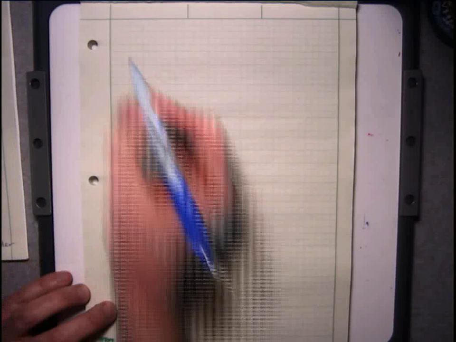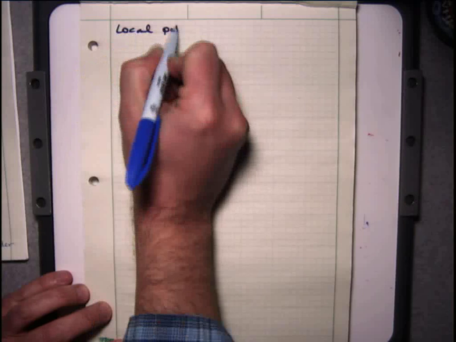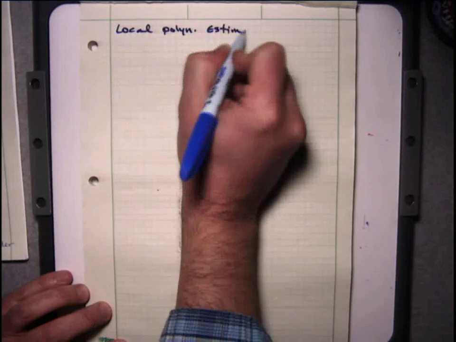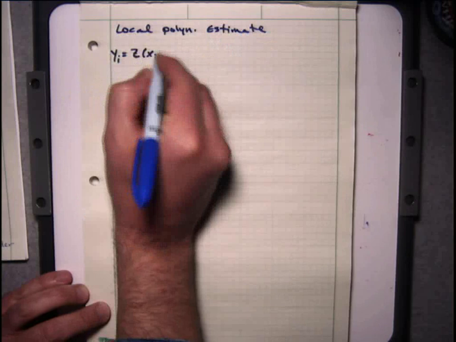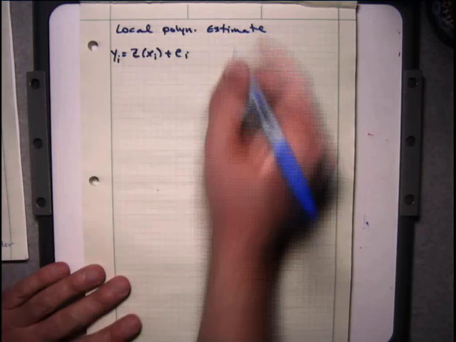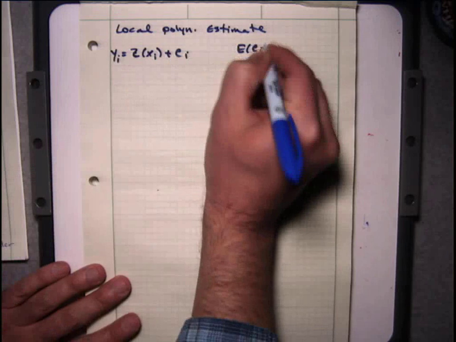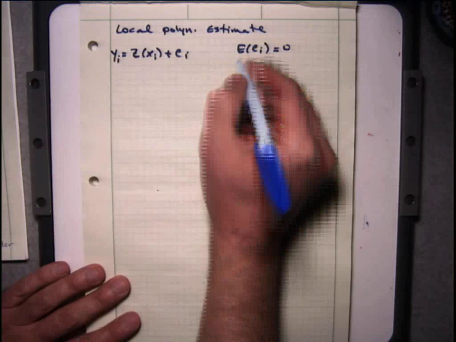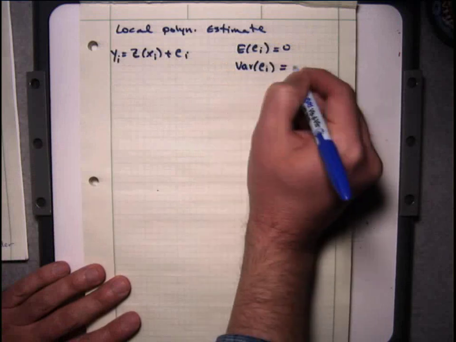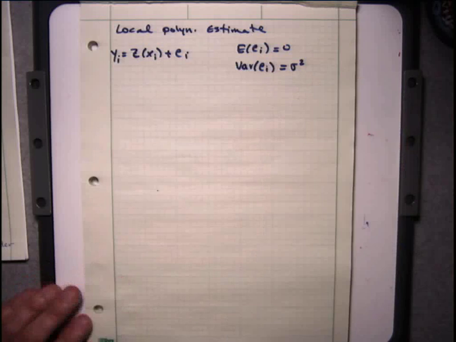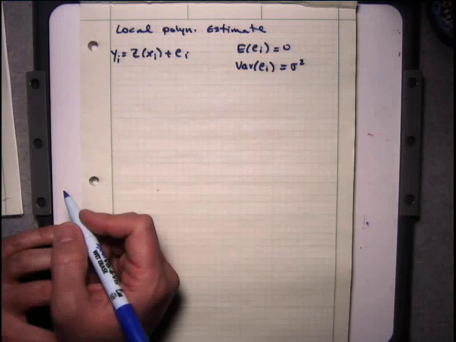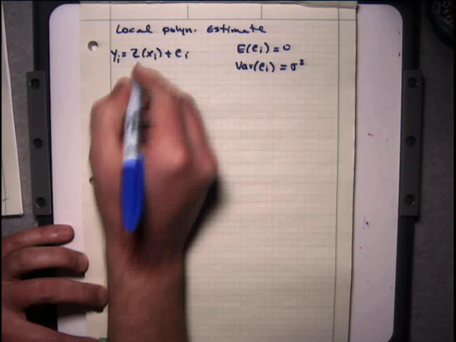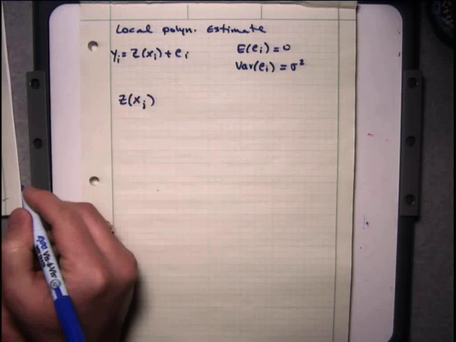Okay, so if you remember, the local polynomial estimate worked as follows. Our measurement model is like this. We just assumed the expected value of e_i is 0, and the variance of e_i is equal to sigma squared. But of course, remember that neither of these things means that the data has to be Gaussian distributed. Then we talked about a local expansion of this signal at some position of interest, let's say x_j, which may be part of these x_i's or not.